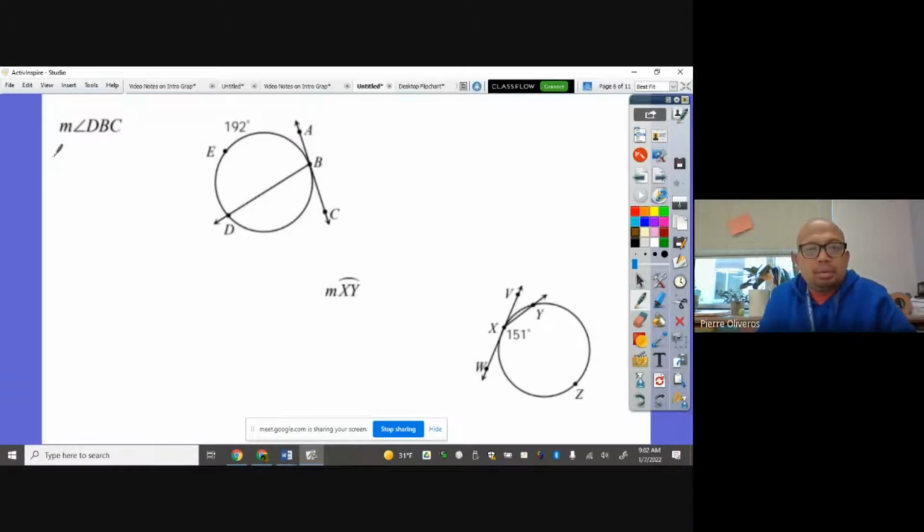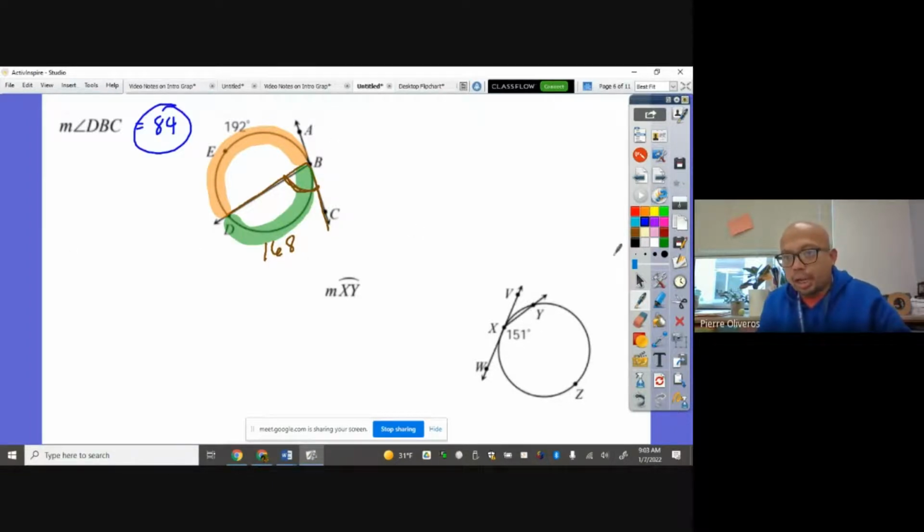Next, find the measurement of angle DBC. DBC is the one on the back. But the given intercepted arc here is 192, which is for the other angle. So what do we need to do? We know that the circle has 360 degrees. So I have to get this portion here. 360 minus 192 will give us 168. So now I can get this angle by dividing that 168 by 2. Divided by 2, the answer is 84.